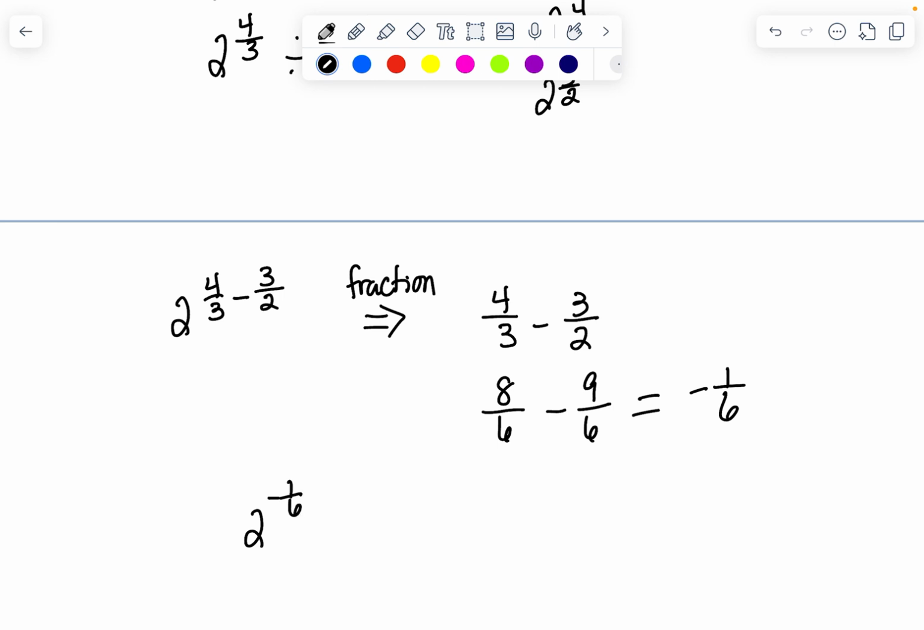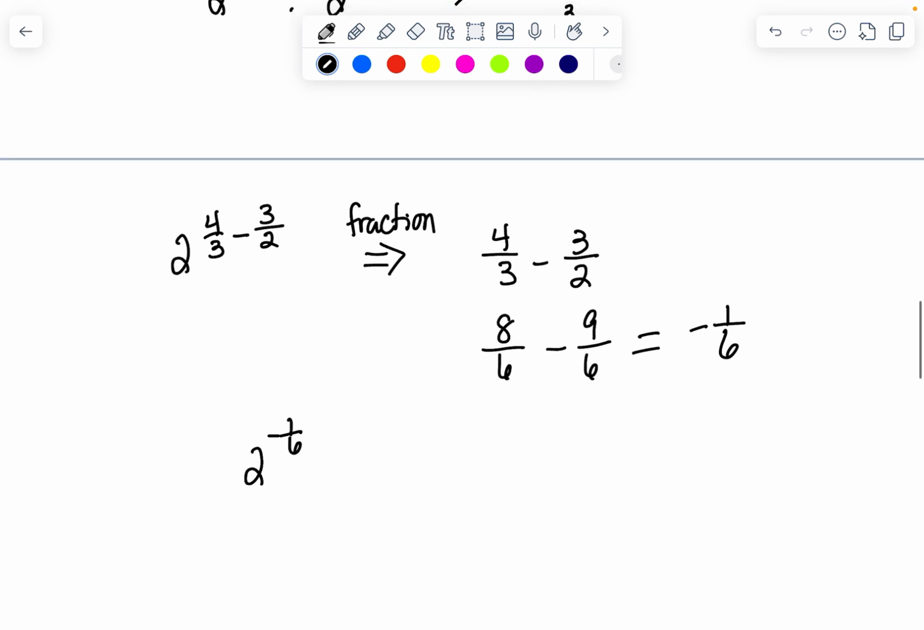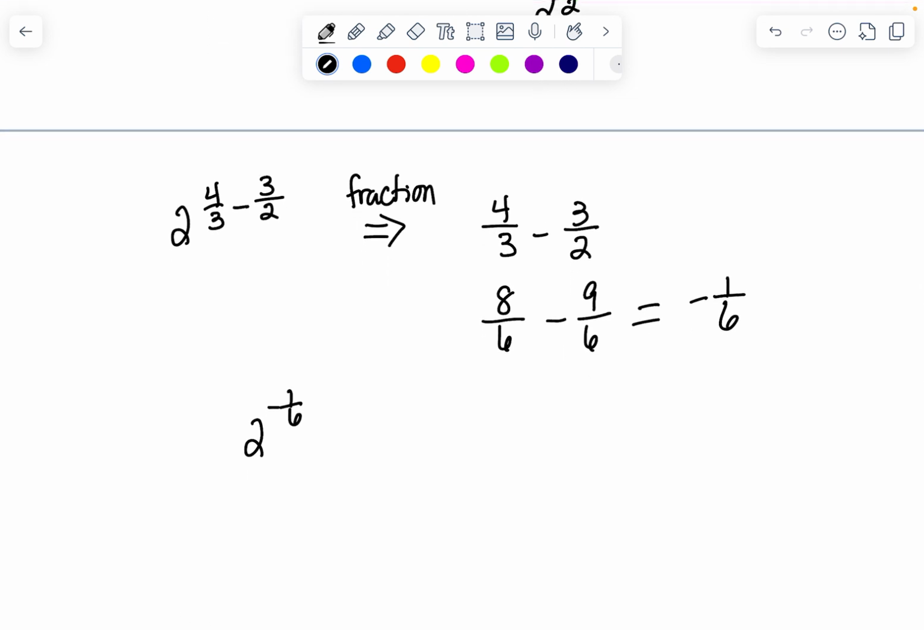Now we know that when it is a negative exponent, it belongs in the denominator. So we will say this is equal to 1 over 2 to the 1/6. And because it's now in the denominator, it is positive. Now be very, very careful. This is not 1 over 2 to the 6th. That is not the same thing as 1 over 2 to the 1/6. Make sure if it's fractional, it remains fractional, not an exponent.